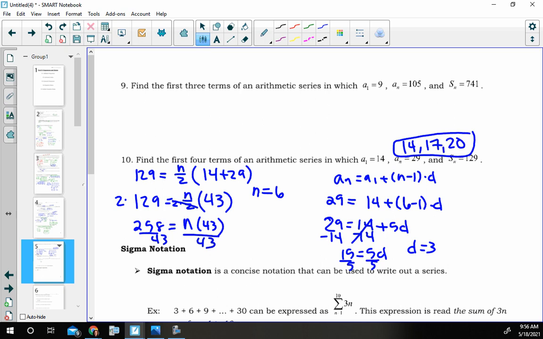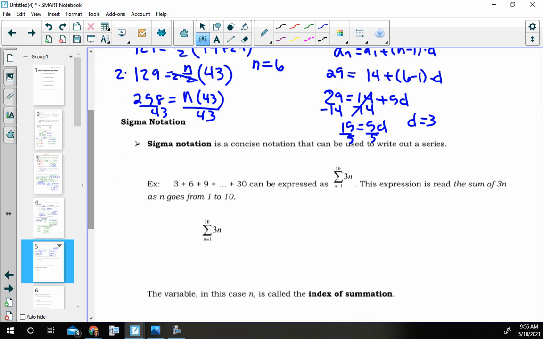Okay, the other thing that we have with series is sigma notation. A sigma notation is big sigma, which stands for sum. So I've got 3 plus 6 plus 9 plus that plus 30, which can be expressed like this. This is n is equal to 1. This is going to represent our first term. The bottom is going to be our first term.